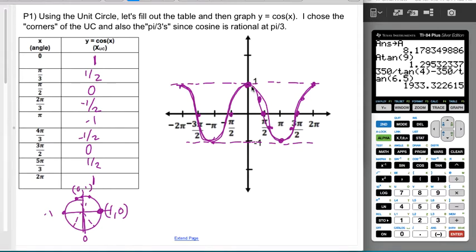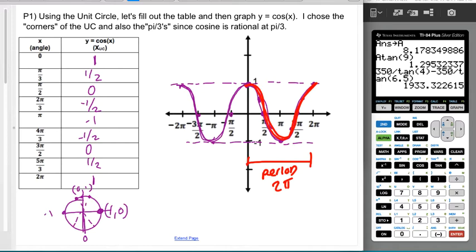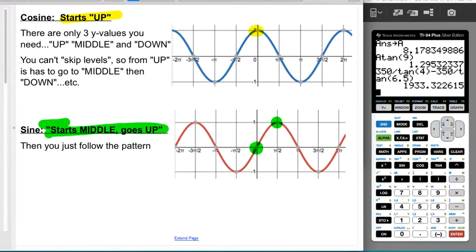Notice that the period, the time it takes to complete a full wave, and because this is the exact same wave, the period is 2 pi. So period is 2 pi, right? And if I flip back and forth, you'll see that they're the same graph. So there's sine, there's cosine, there's sine, there's cosine, right? They flip back and forth, they're the same graph, but just a little bit different where they start. So here's the difference. Cosine starts up. What I mean by starts up is that this is our y-axis, right? At the y-axis, cosine starts up, whereas sine starts in the middle and then goes to the top.